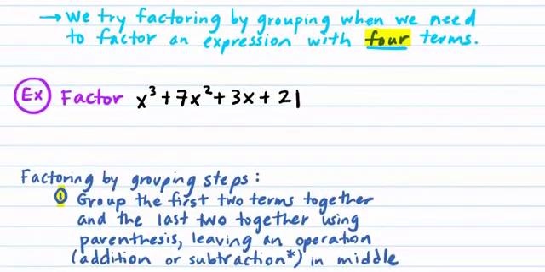The first main step is that you're going to do the grouping part. You're going to group the first 2 terms together and then the last 2 terms together, and you do so using parentheses, and you leave an operation in the middle, meaning addition or subtraction. So if I group the first 2 terms with parentheses and the last 2, I just make sure there's a subtraction or addition left in the middle. It is a bit tricky when there's subtraction left in the middle, so make sure that you watch the last example of this video to see that type of example. So that's a very easy first step.